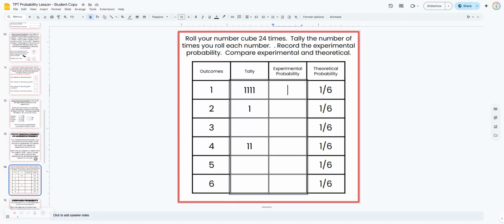Now here, the experimental probability, we have 4 out of 24. If I simplify that, I get 1 out of 6. And you can see on this one that it's exactly the same as the theoretical probability. They're not all going to be the same, but they should be close. So this one, 2, how many times did they roll a 2? Well, they only rolled it 1 time, so 1 out of 20. That one's not quite as close. So the students will be able to compare the difference between the experimental probability and the theoretical probability when they do the actual experiment.